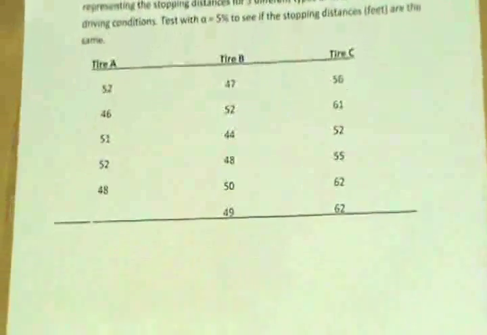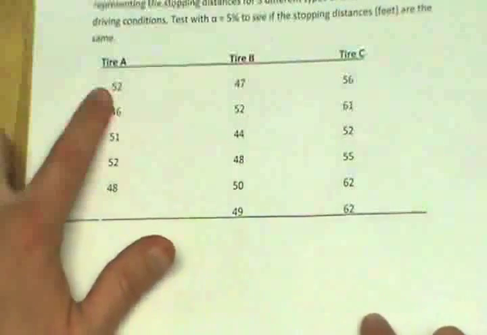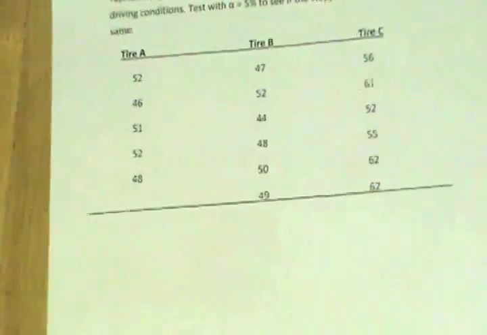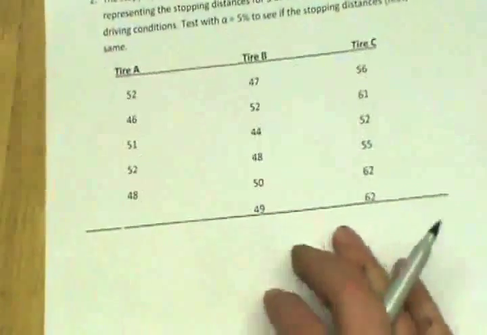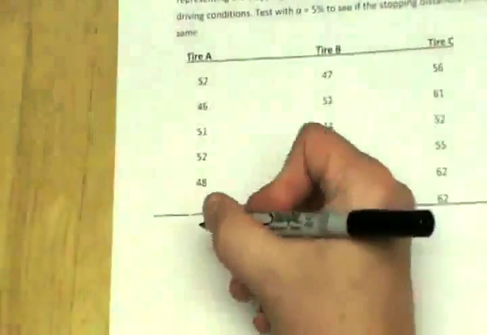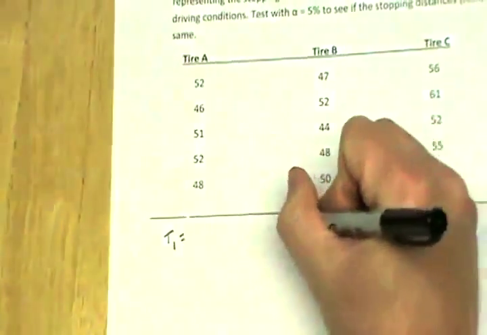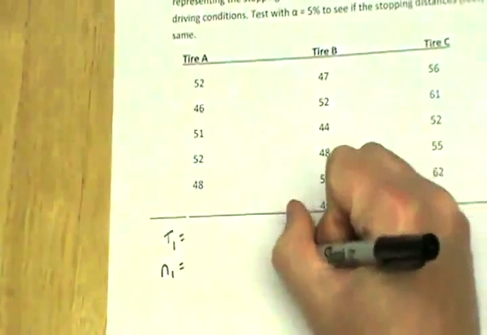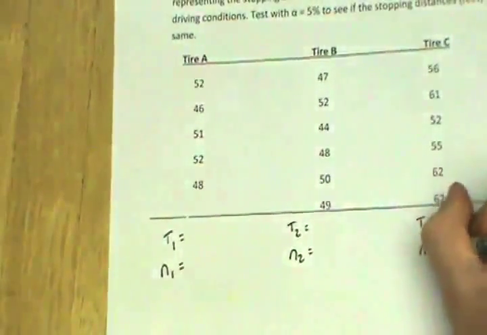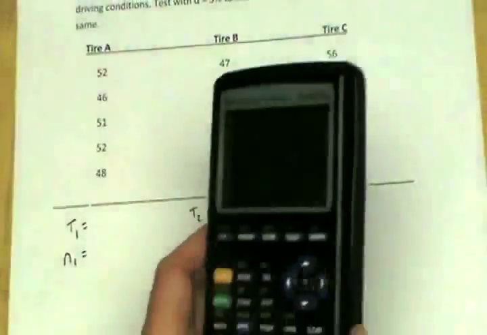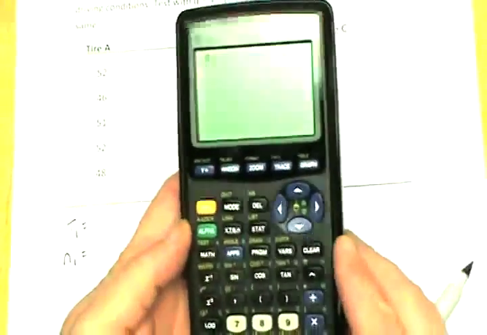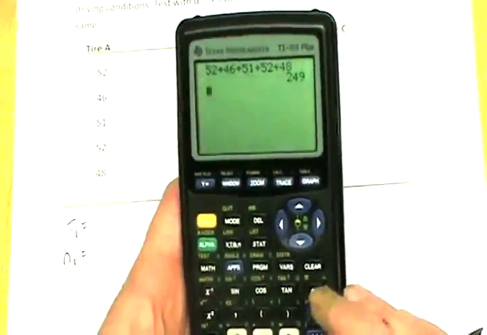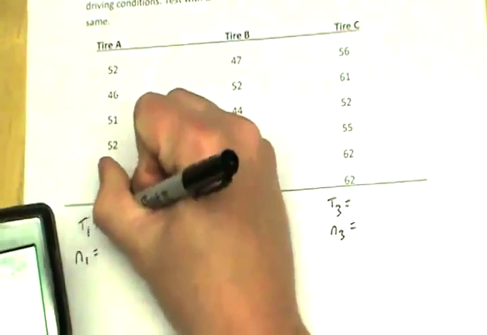Okay, so we have 3 tires, and this would be one set of tires that stopped at that number of feet, this number of feet, and etc. This would be tire B, this would be tire C. All right, so we want to test this. So the first thing we're going to do, we're going to find the totals. So we're going to find the total of the first column and second column and third column. And then we need the number of data in the first column and second column and third column. So we're going to add up the first column, 52 and 46 and 51 and 52 and 48. We're getting back 249 for the total of that one.